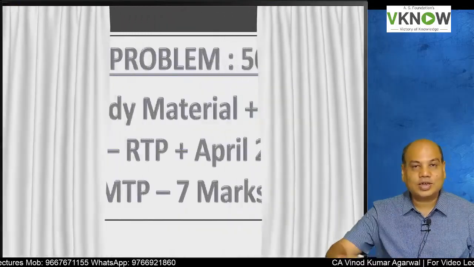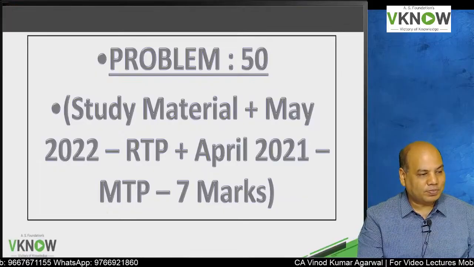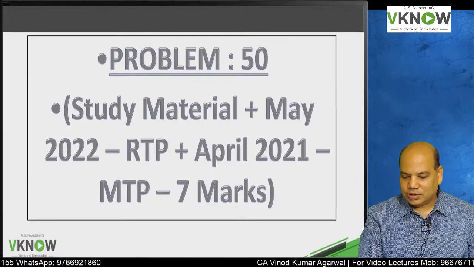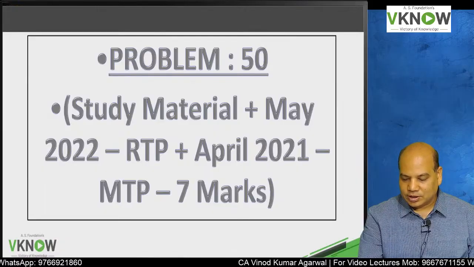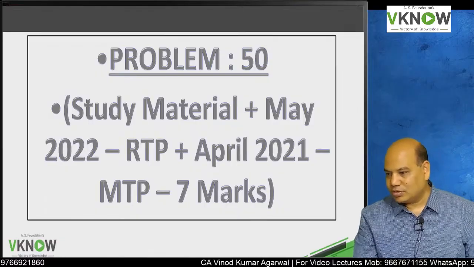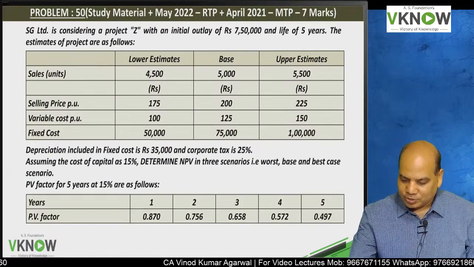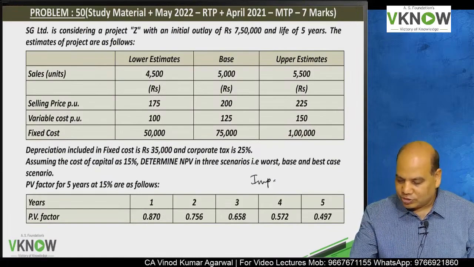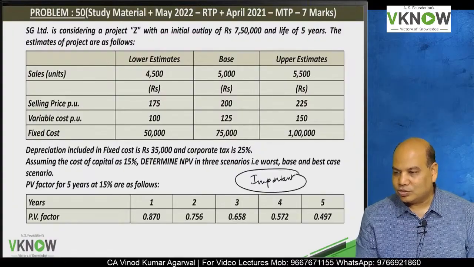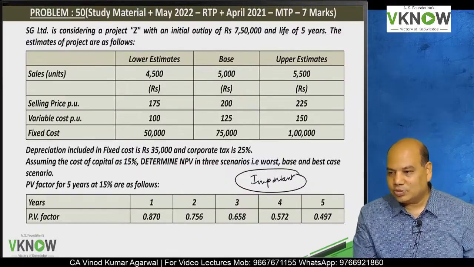Now we are going to celebrate half century of the questions. Question number 50. This question is very important. From study material May 22 RTP, April 21 MTP for 7 marks. Write down important question, because this will require some intelligence also. Previous two questions were without any intelligence. Anybody can do it.